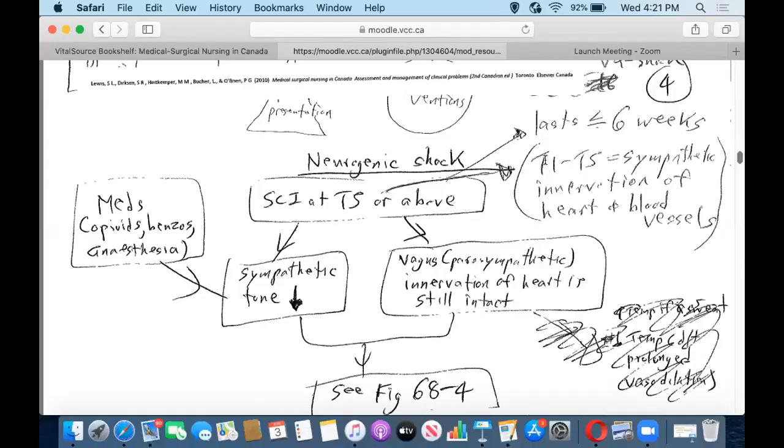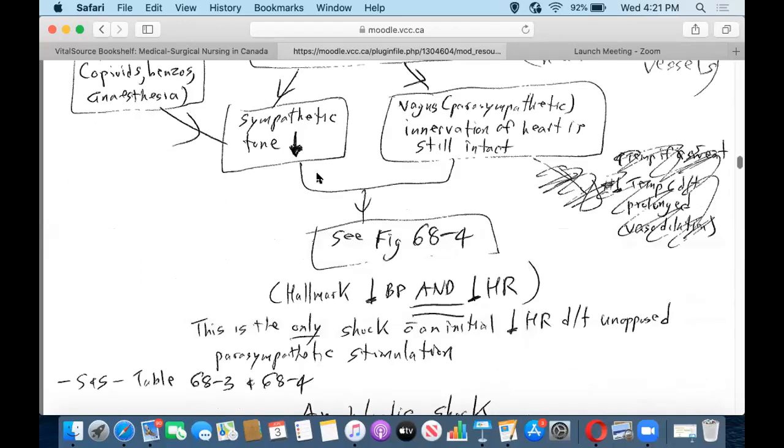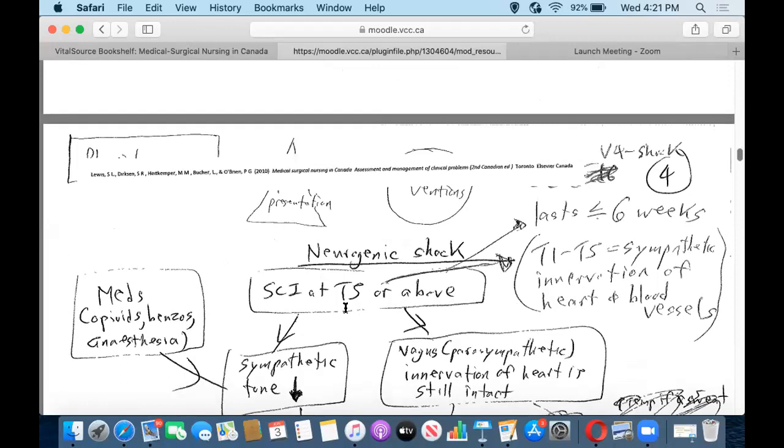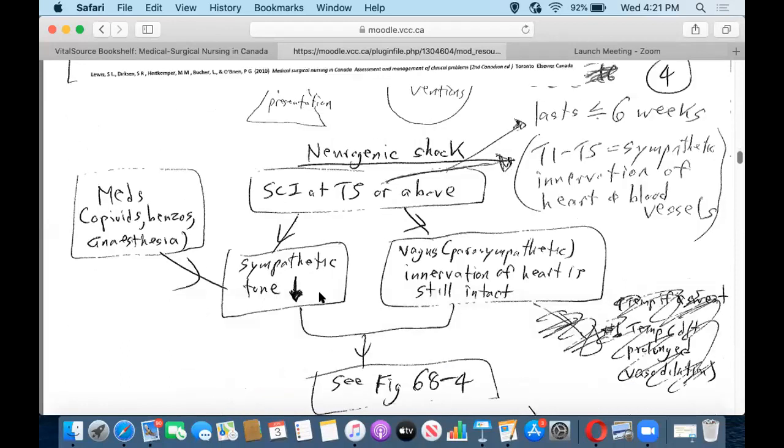As we said, neurogenic shock is from a spinal cord injury at T5 or above, but it could be from meds as well. And then again, the diagram re-explains what's happening here. The vagus nerve innervation is still able to get through as it's higher up than T5, so it's able to communicate with the rest of the body, whereas the sympathetic outflow is around T5, and so if T5 or above is affected, the brain can't communicate with it.